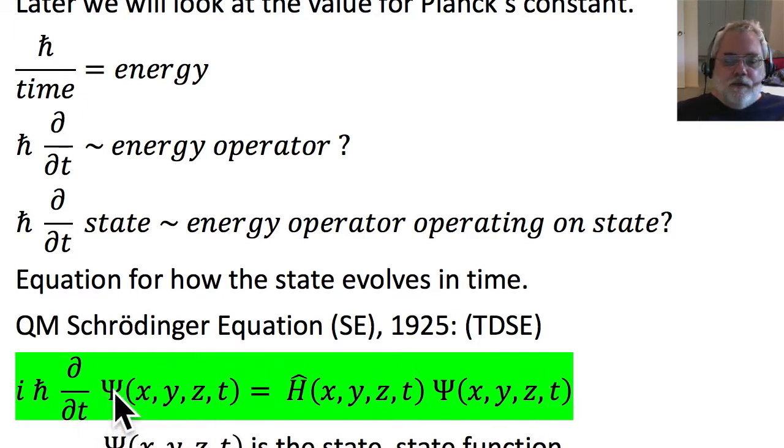This is a Greek letter, capital Psi, PSI. It is the state of the electron in the atom. It is a function of position, x, y, z, and a function of time. It appears on the left and it appears on the right.